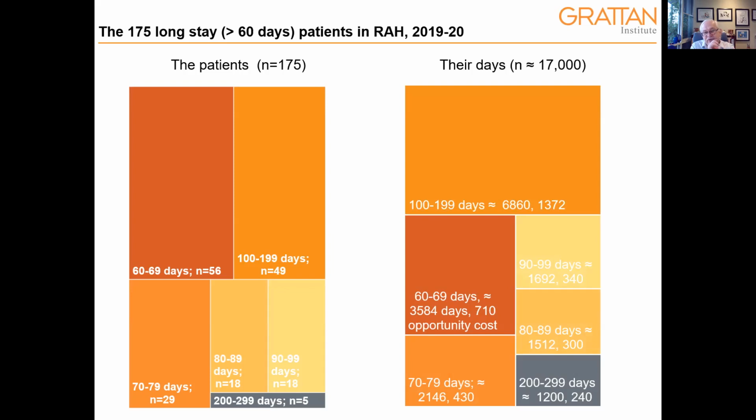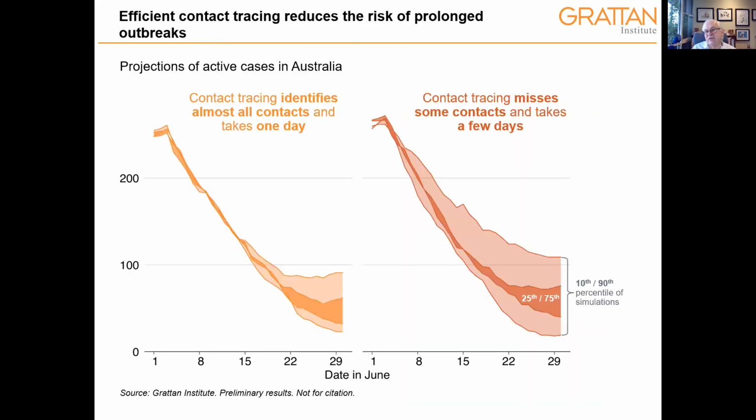There were 49 patients who stayed 100 to 200 days. They used up 6,860 days. 1,372 patients could have been admitted to hospital if those patients weren't there. There were 5 patients who stayed more than 200 days. They took up 1,200 days between the 5 of them. You could have admitted 240 other patients. The point of the story, and all of the following stories, is that use of big data can tell you a story.